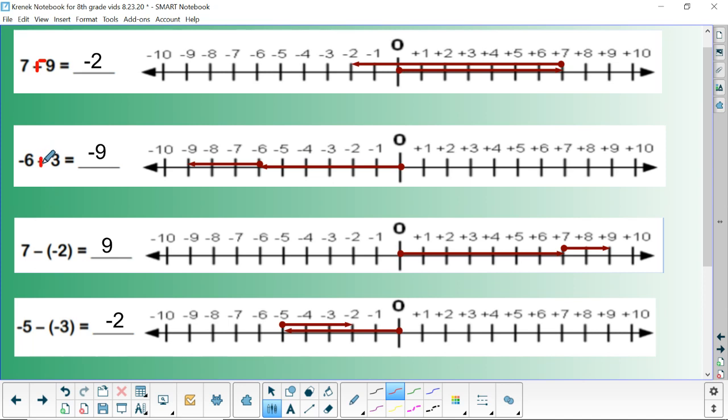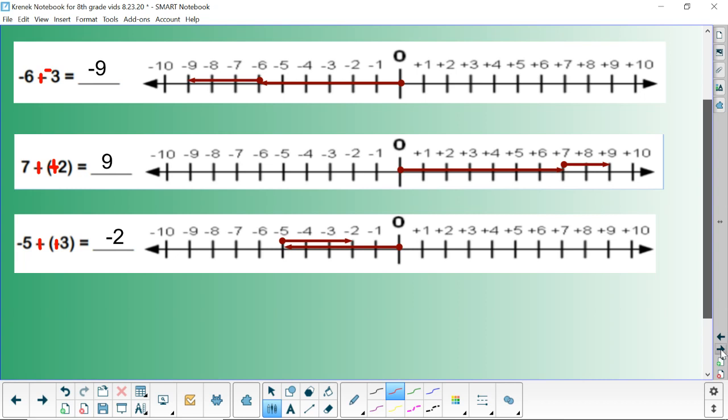So if I add the inverse or add the opposite, I had a subtraction, and the opposite of positive 3 is a negative 3. So if I went down negative 6 and I added negative 3 more, I'd be at negative 9. Add the inverse, add the opposite. So 7 plus 2, I went 7 positives plus 2 more positives. Same with this one. I add the opposite, negative 5 plus positive 3. So I went down negative 5 and went back up 3. You'll get the same answers.